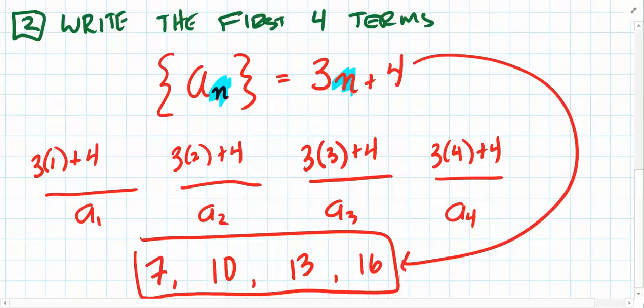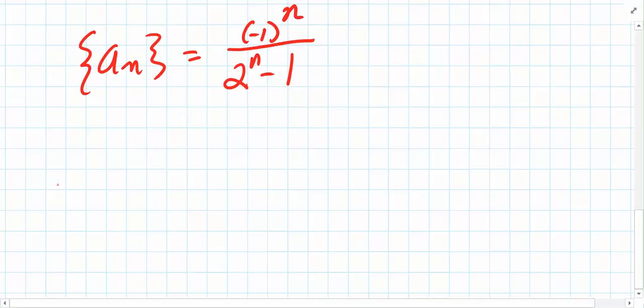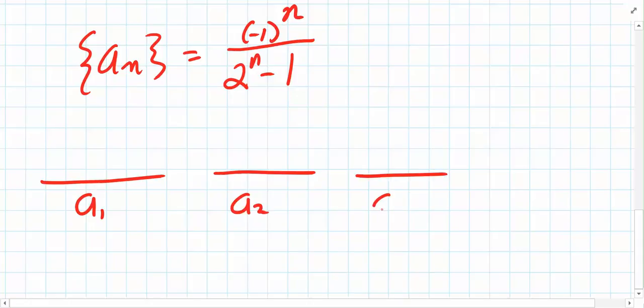Okay, another example here. It's a fraction. I have negative 1 to the nth, all over 2 to the n minus 1. Same directions. We want to write the first 4 terms of the sequence. So set yourself up for success. This is going to be a sub 1, a sub 2, a sub 3, and a sub 4. How do I generate the first term? What do I do? Replace all the n's with the 1s.